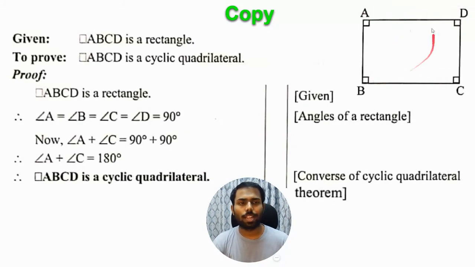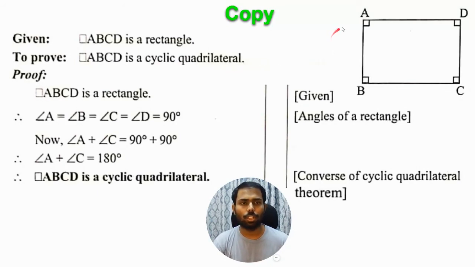So rough diagram में rectangle draw करना था and you give a name to that rectangle. Okay, then you have to write given and to prove. Given में क्या है? ABCD is a rectangle. Quadrilateral ABCD is a rectangle. That is your given. What do you have to prove? Quadrilateral ABCD is a cyclic quadrilateral.